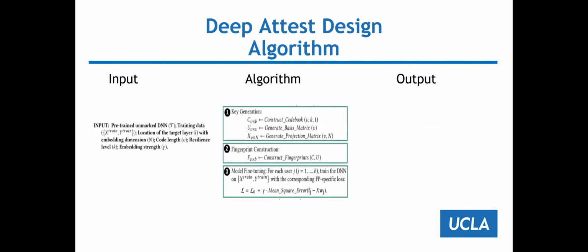So this is the algorithm. It is just a 3-step algorithm: the first step is key generation, the second is fingerprint construction, and the third is utilizing the results from the first two steps to fine-tune the model to actually embed your fingerprints into the DNN. And finally, you get the outputs, which are the marked DNNs and other deliverables from the algorithm.